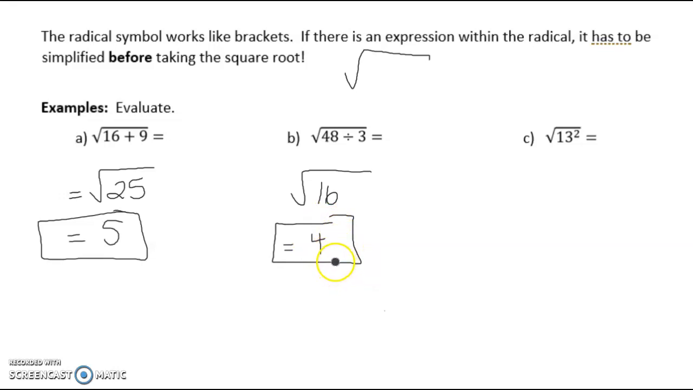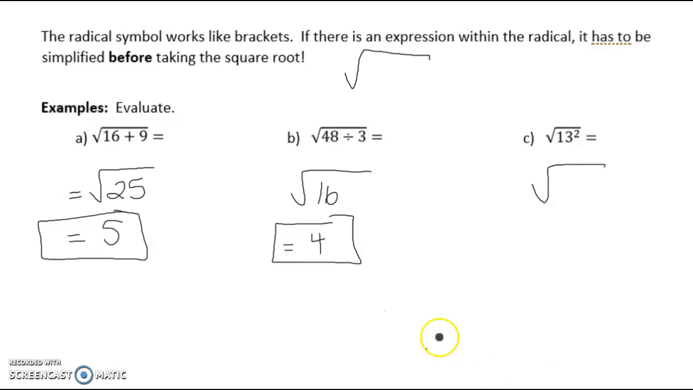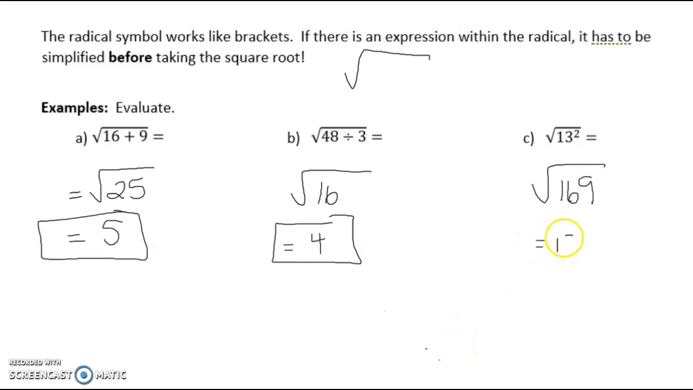And next one, we have 13 squared first. So let's figure out what 13 times 13 is. 13 squared is 169. And now we have to take the square root of 169, and your answer is 13. And that's kind of a trick question. If you see a squared sign under here and the square root sign, they actually just cancel with each other. And then your answer would be 13.